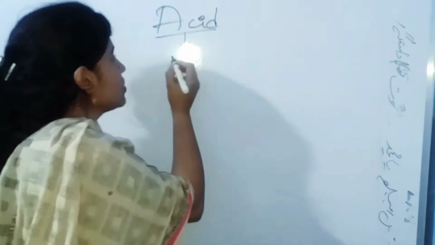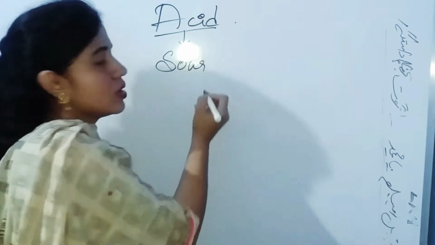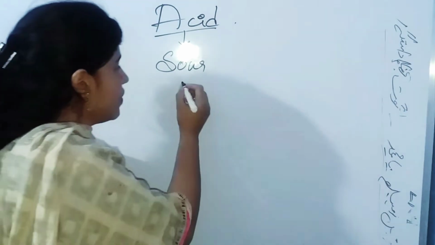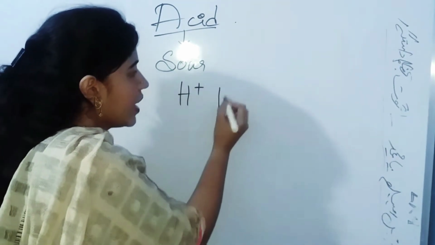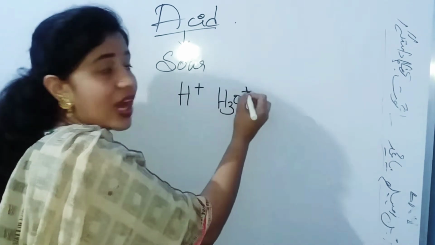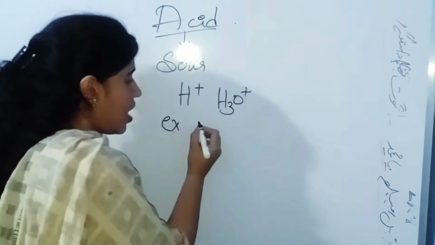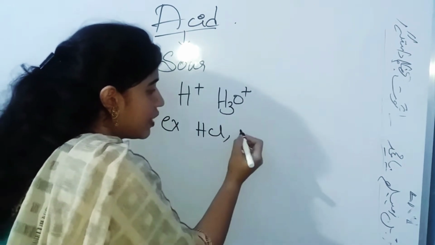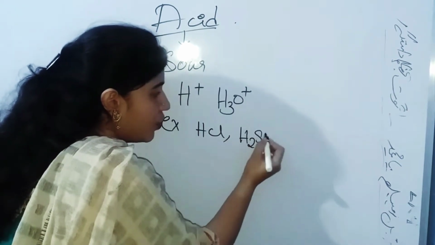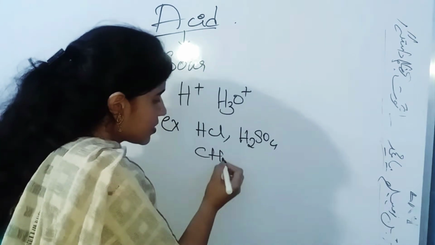Today we are going to learn about the word acid, which is derived from the Latin word acidus, which means sour. The substances which give H plus ion and H3O plus ion are said to be acids. Examples of these acids are HCl, sulfuric acid H2SO4 and acetic acid.